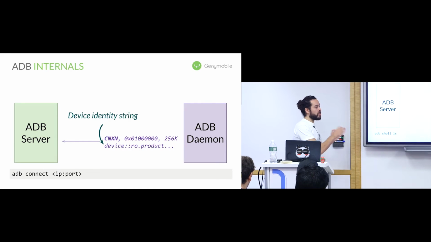Okay, so that was the first pass. So you ADB connect to this device, and it's now connected and it's working. And you will send another command, ADB shell ls. Okay, another one that is pretty simple.